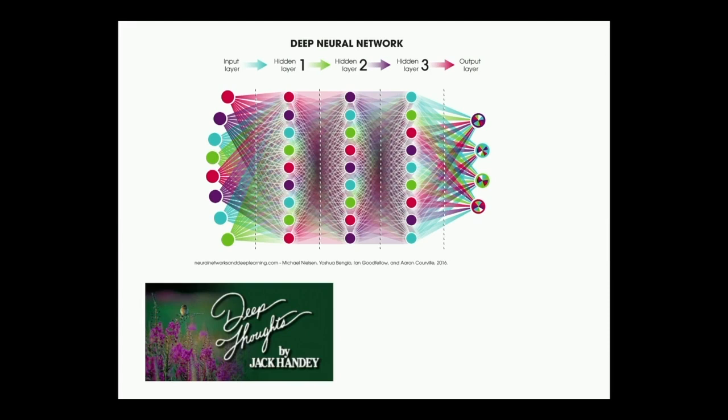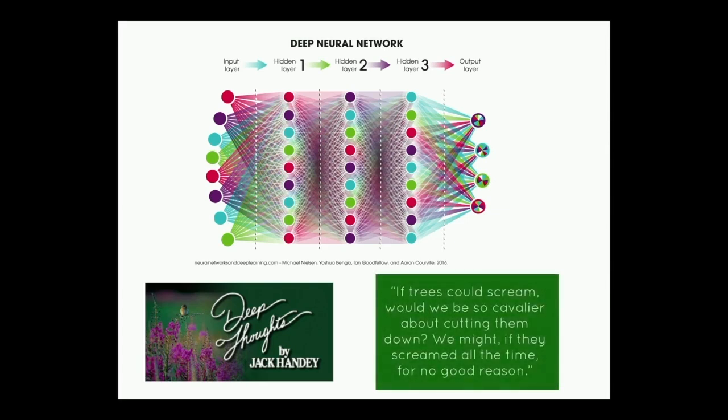Now, I'm just going to close. It'll take 2 minutes. We've heard about deep learning. And every time you think about any problem today, you should say, well, how would you do it with deep learning? And some of you are probably as old as me or older, and you might remember Jack Handey deep thoughts. I'll just give you one Jack Handey thought. If trees could scream, would we be so cavalier about cutting them down? We might if they screamed all the time for no good reason. I mean, that's something we should ponder tonight over drinks.